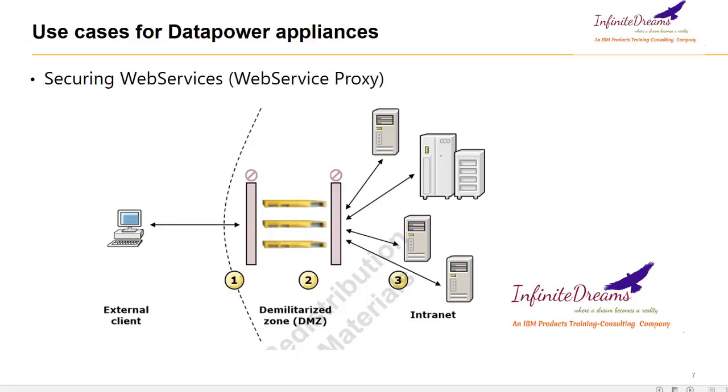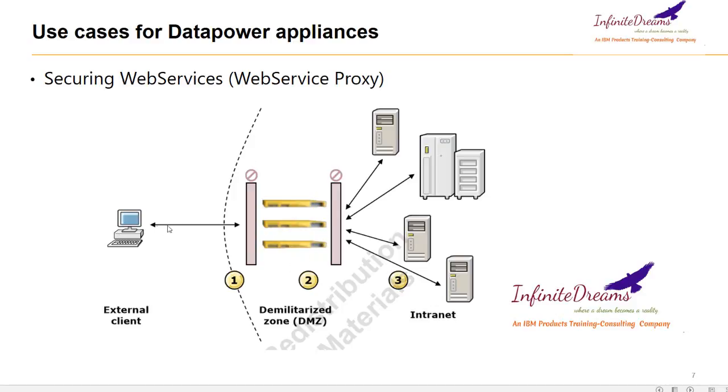The request can come from any client, and instead of interacting with the real server, the client should interact with a virtual server or a proxy server. In that case, if there is any bad request coming from the client, that bad request will never reach the actual server, it will only reach the proxy server. If the request is bad, it will be discarded by the proxy server itself. So in this scenario, Data Power works as a web service proxy, as a proxy server.